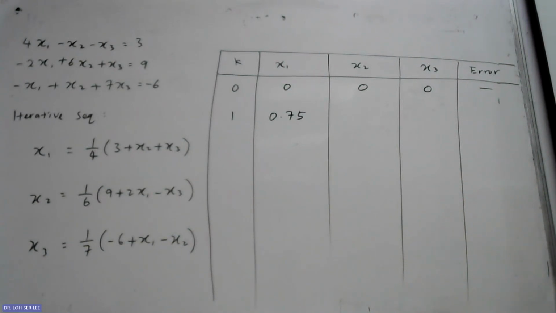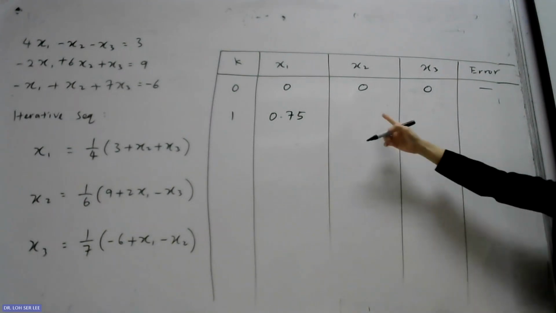When the question doesn't state how many iterations or how many decimal places, then you just stick to 4. Okay, 4 is the standard one. So use 4, unless it's stated to use 3 or 5 or 6, then you have to follow. But if it doesn't state in the question, use 4 decimal places.